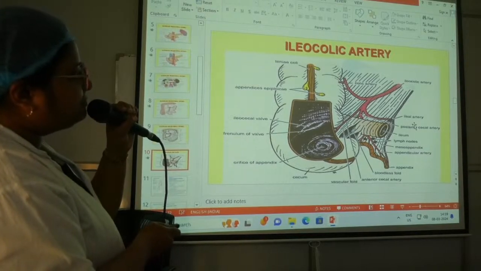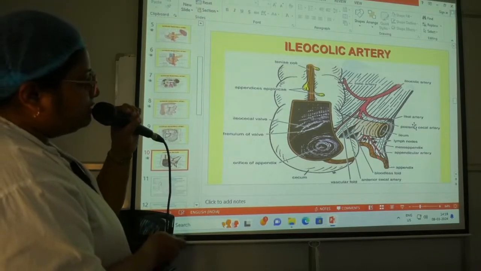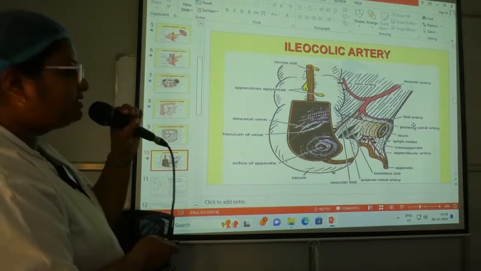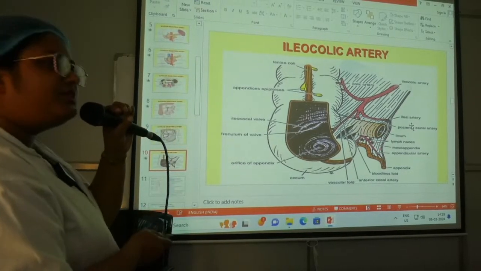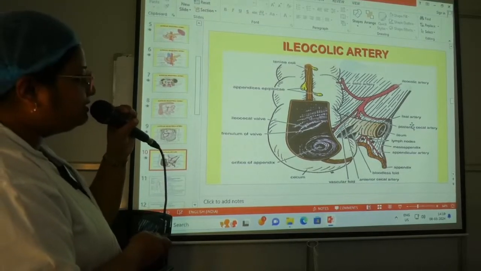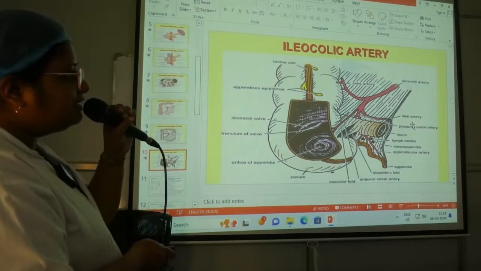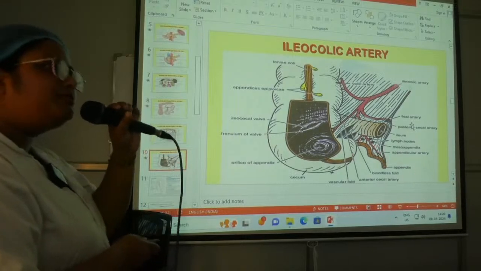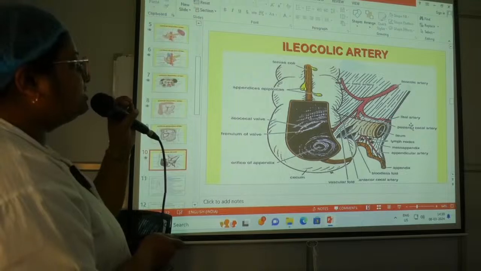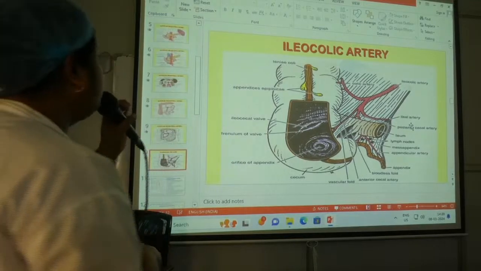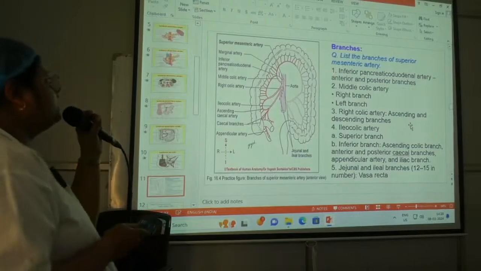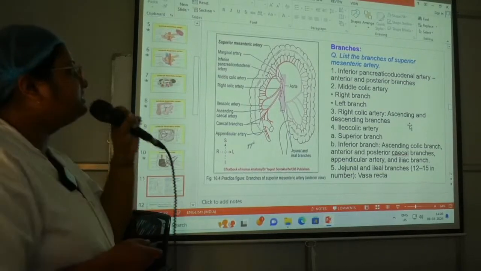This one comes mainly from this posterior cecal. This runs along the mesoappendix. There is a peritoneal fold suspending the appendix, that is known as the mesoappendix. The appendicular artery runs along the free border of the mesoappendix and supplies along the length of the appendix. Okay, understood, appendicular branch. This is one ileal branch. Next. So these are the branches. We will discuss the branches in detail.